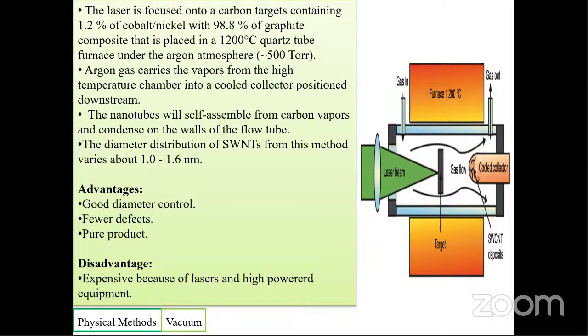The advantage of this technique is it has a good diameter control of the carbon nanotubes, fewer defects are there, and one will get the pure product. And the disadvantage, all of us know the cost of the laser is very high. So this is very expensive because of the laser and high powered equipment which you are using in this technique.